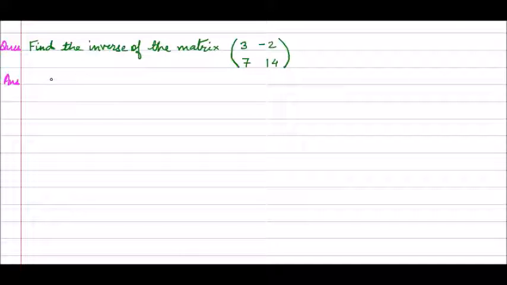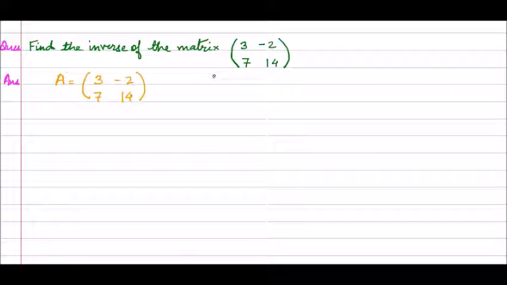First of all, let us name this matrix. Let the name be A. Let this matrix A be equal to 3, -2, 7 and 14. These are the 4 members of this 2 by 2 matrix A. Now we have to find the inverse of this matrix A.